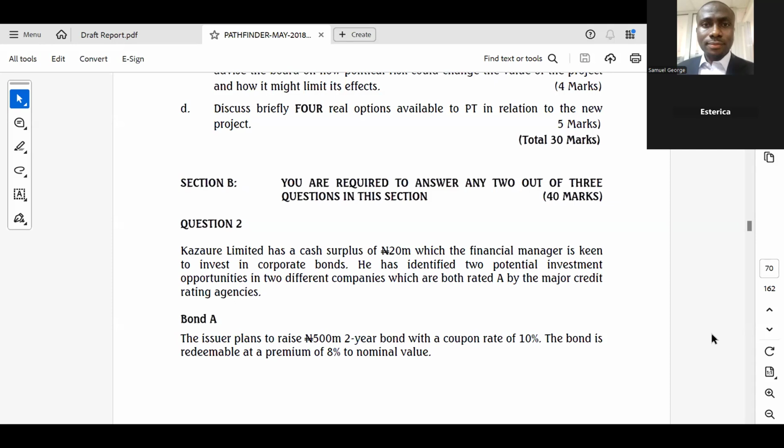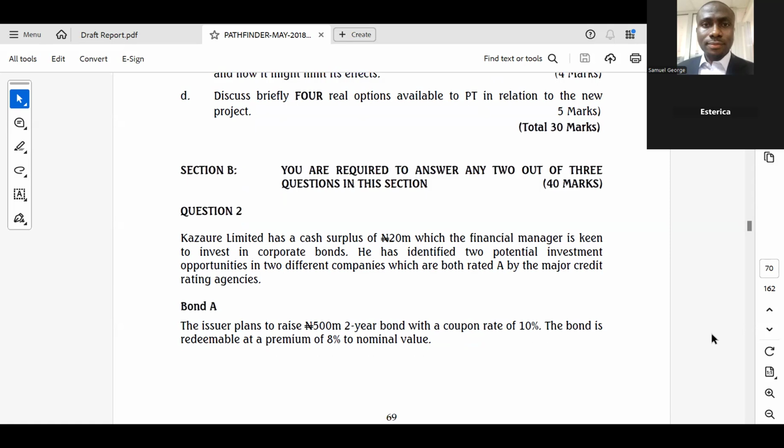I'm looking at question 2, May 2018. Kazaure has a cash surplus of 20 million, which the financial manager is keen to invest in corporate bonds. He has identified two potential investment opportunities in two different companies, which are both rated A by a major credit rating agency.